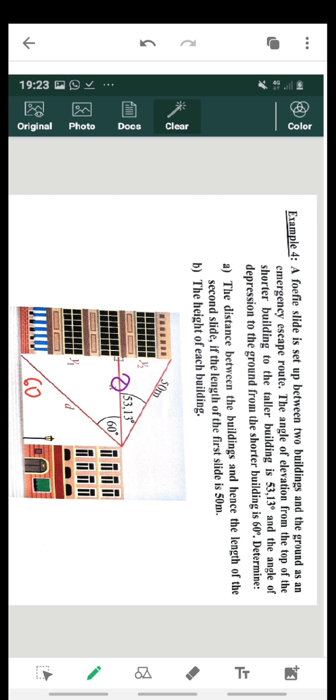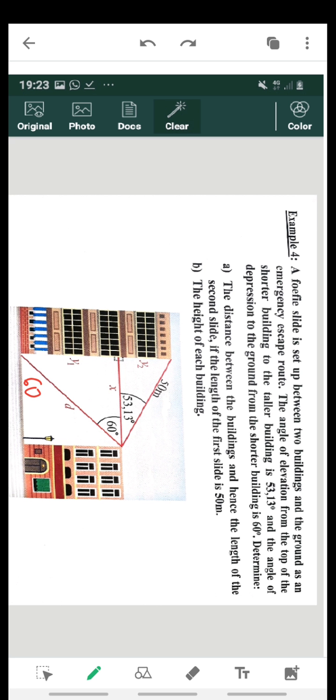I hope you are seeing it there from the sketch. We are finding x. Not only x, but they also said, and hence the length of the second slide, which is d. We are also finding d if the length of the first slide is 50 meters.